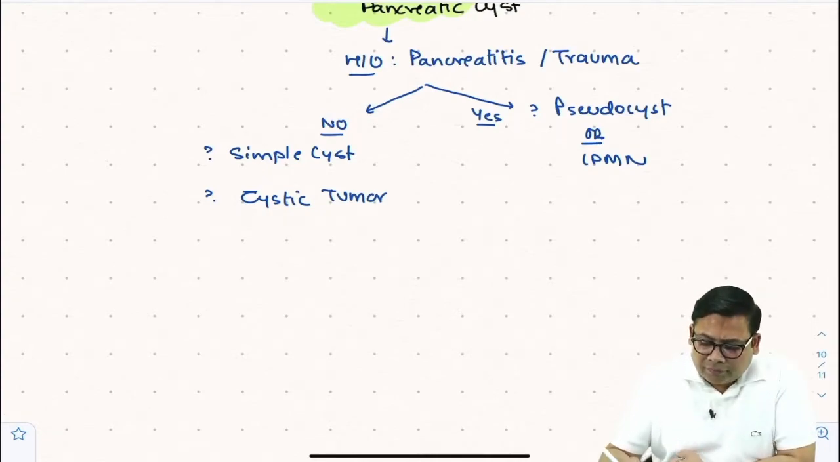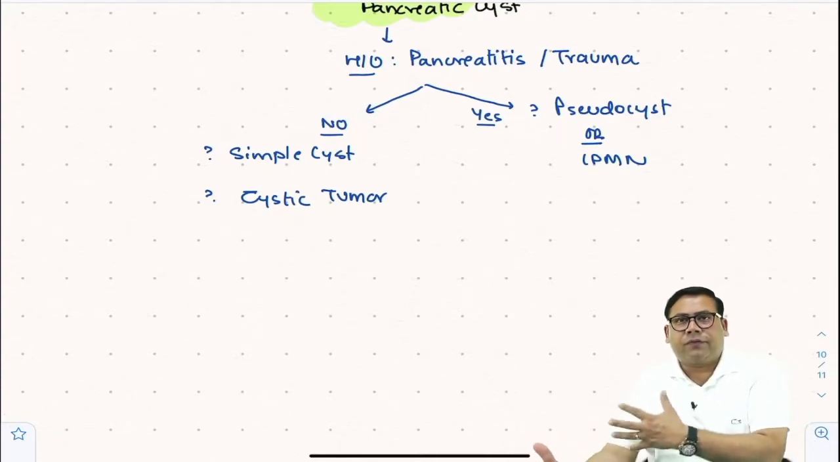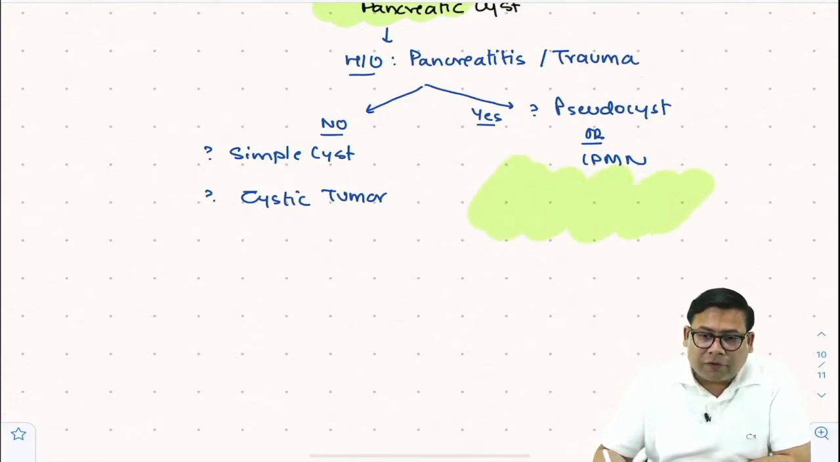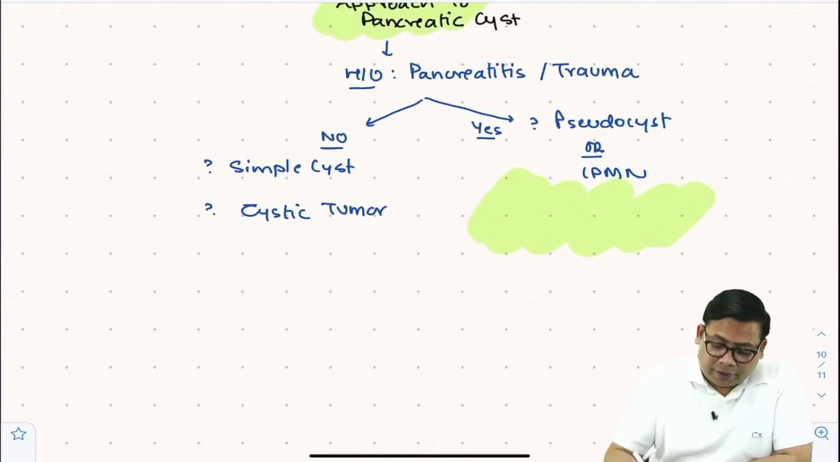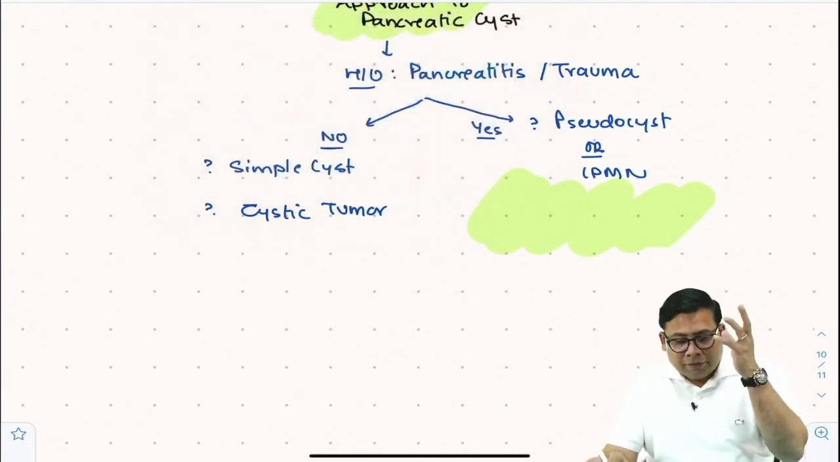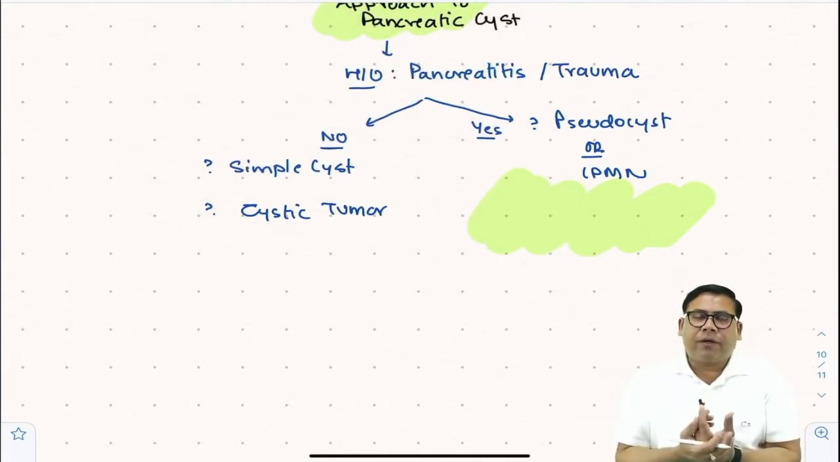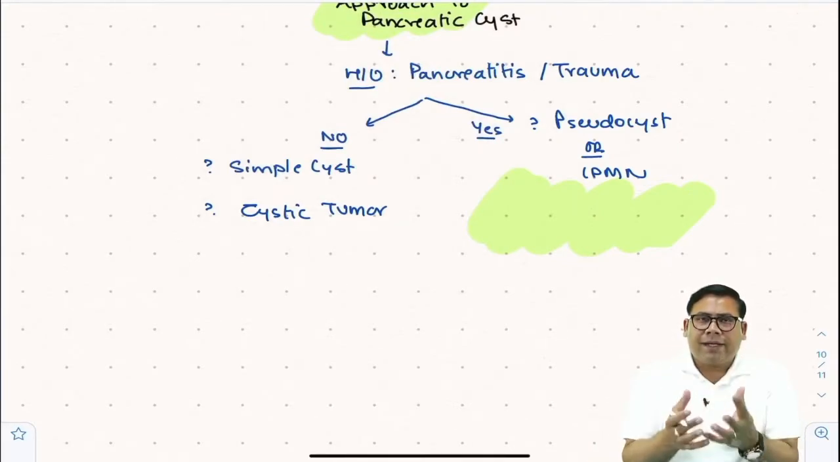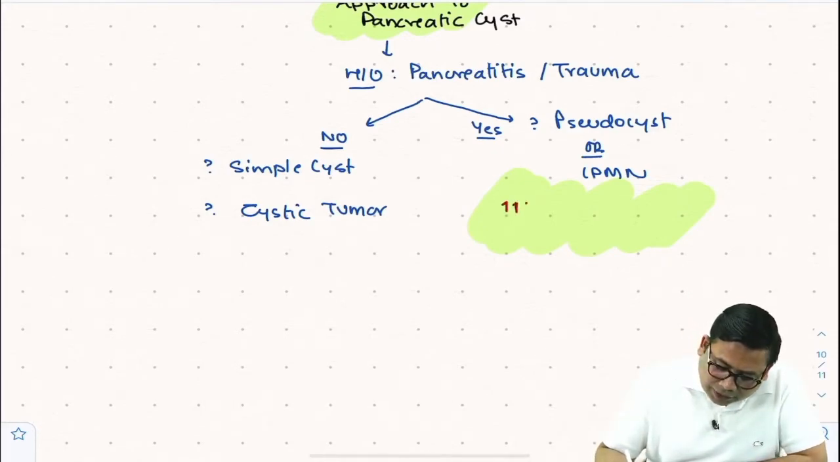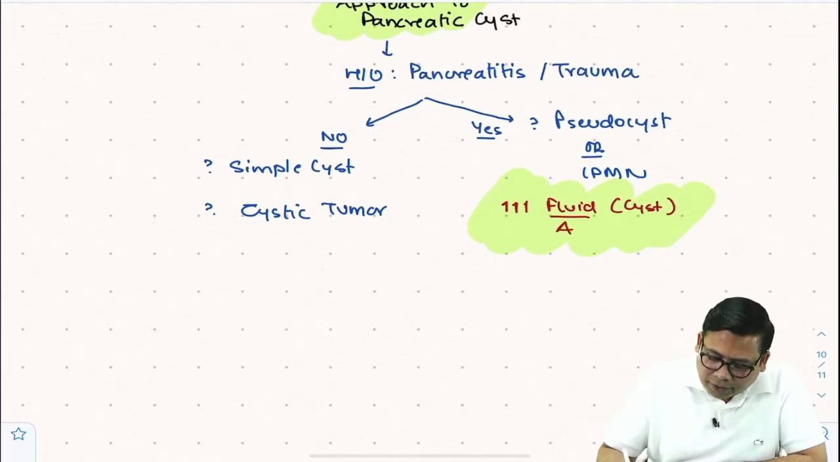Now how to confirm whether they fall in the category of pseudocyst or IPMN? The next very important thing to confirm is the cyst fluid content, because if it is pancreatitis associated, the fluid inside will have pancreatic juice amylase levels. So the amylase level of the cyst is very important. In this case you will have elevated cyst fluid amylase levels, and this is extremely important.